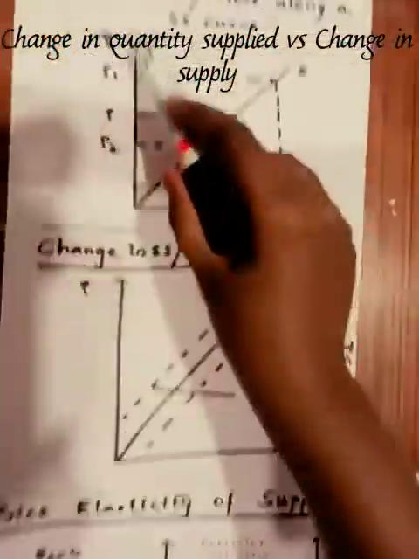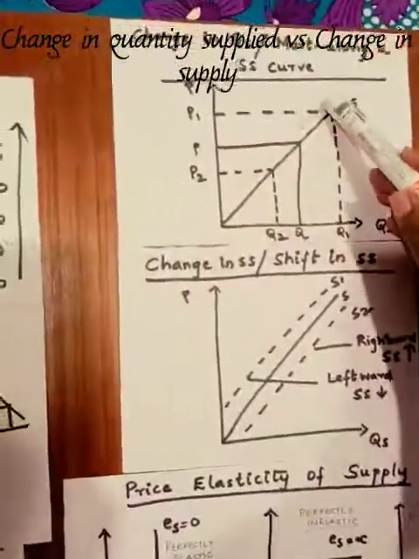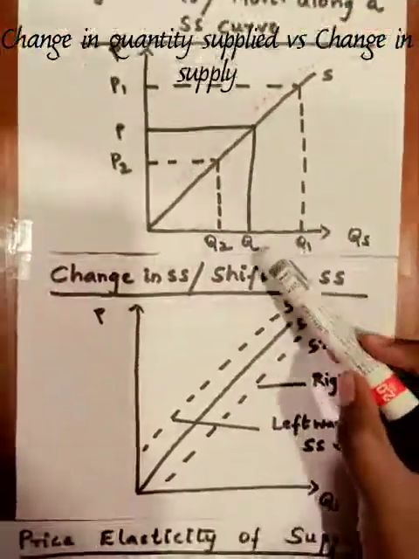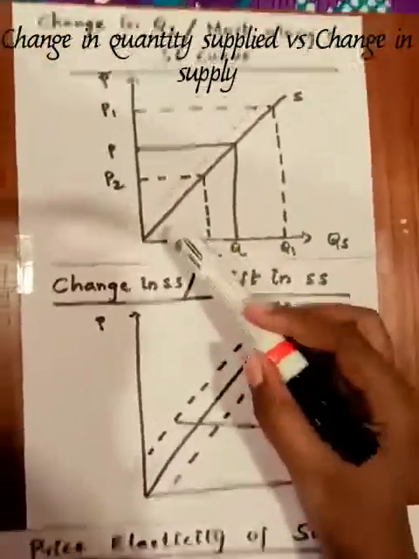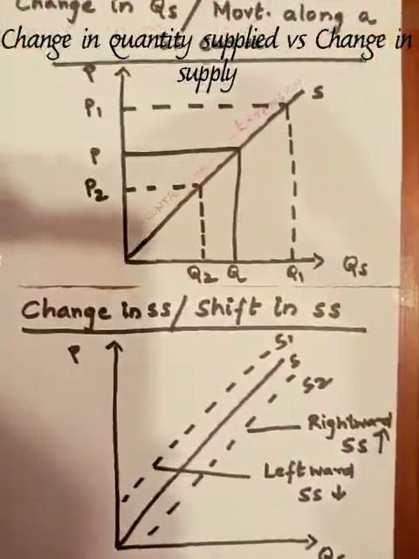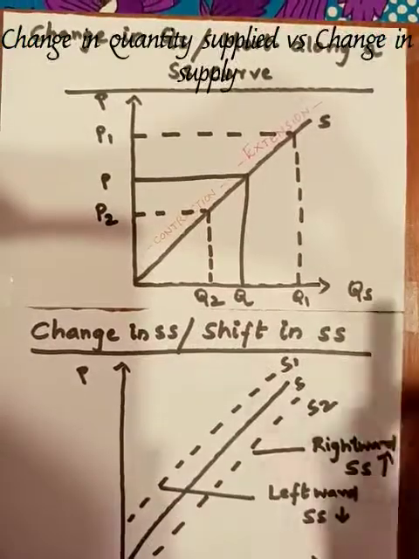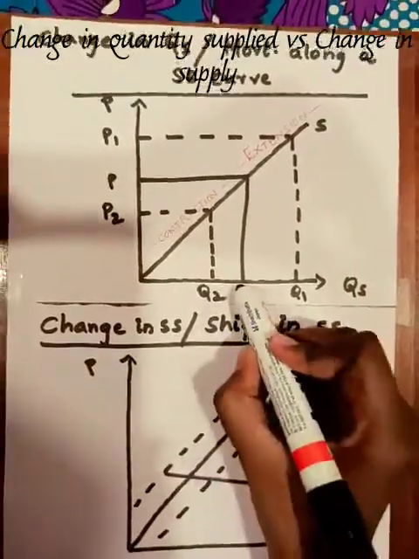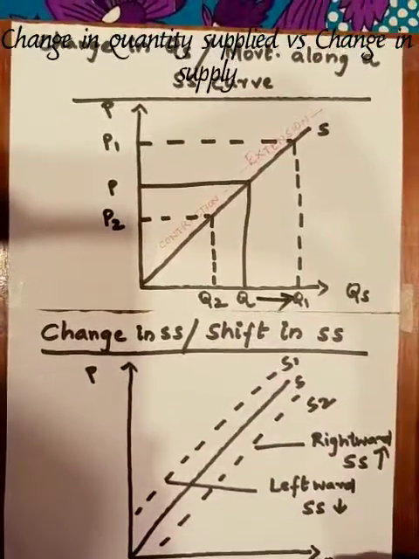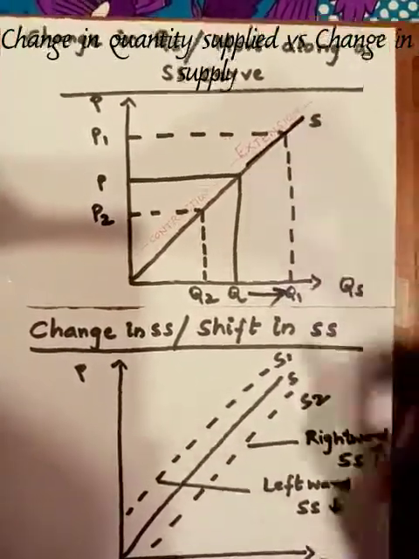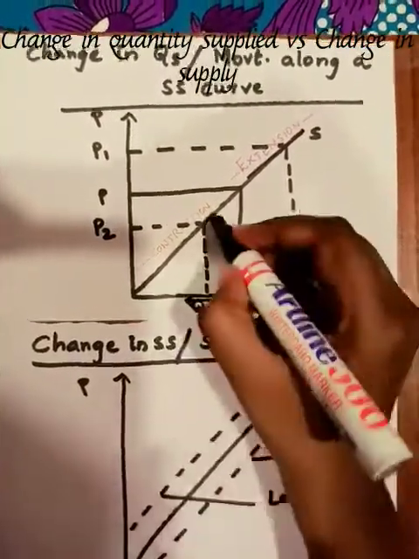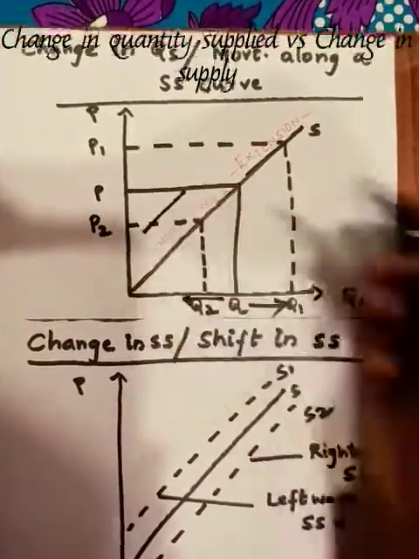See, in a single supply curve, movement along a supply curve, that is extension and contraction. When price increases, quantity supplied increases, and when price decreases, quantity supplied decreases. Here when price increases, quantity supplied increases. So towards this way, quantity is getting increased, so this portion is extension, and towards this portion quantity is getting reduced, so this portion is contraction.